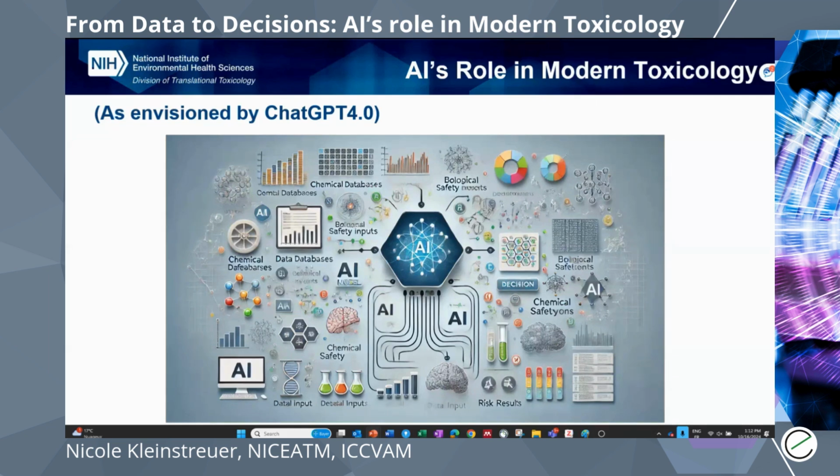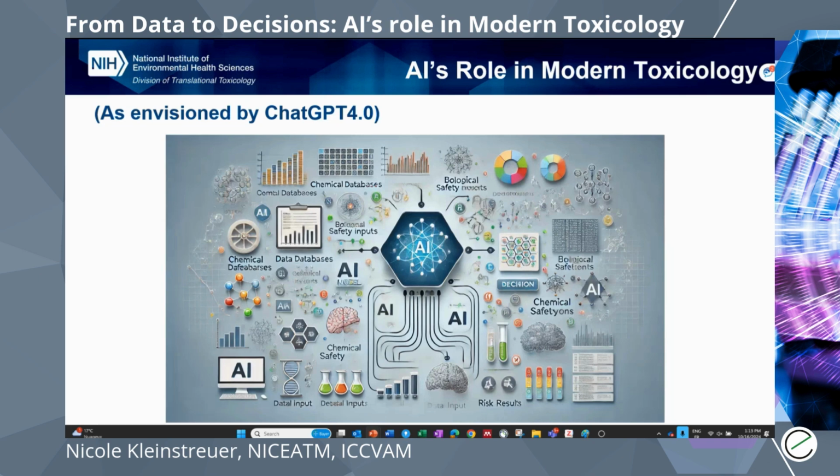I took the abstract that I wrote for this talk, on AI's role in modern toxicology from data to decisions, and I put it into ChatGPT 4.0, and I said, please create a figure that captures all of the key concepts in this abstract. And this is what it came up with. It's pretty attractive, very visually appealing, and it's got, I think, many of the aspects that we would like to see in terms of data and databases.